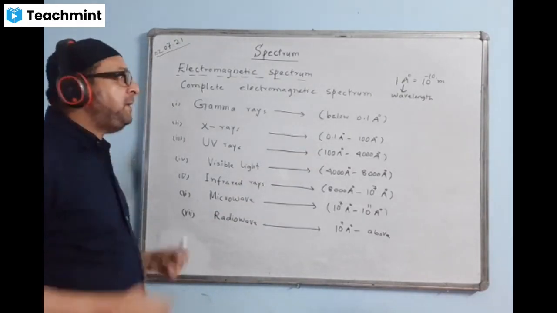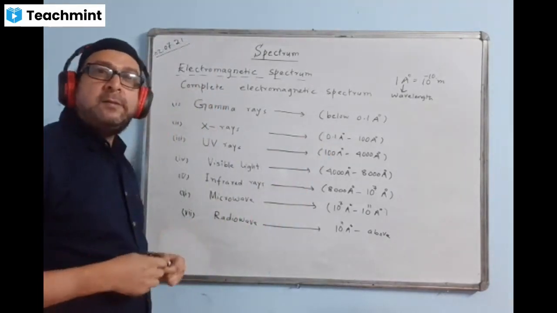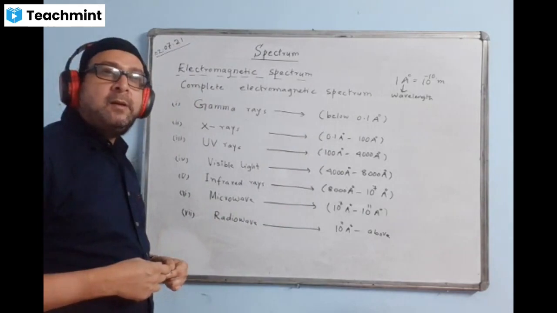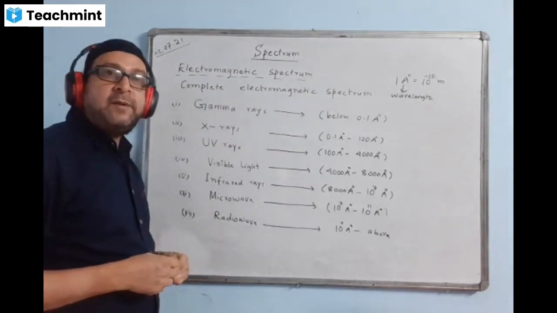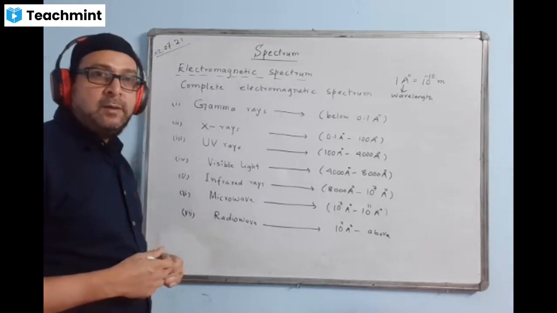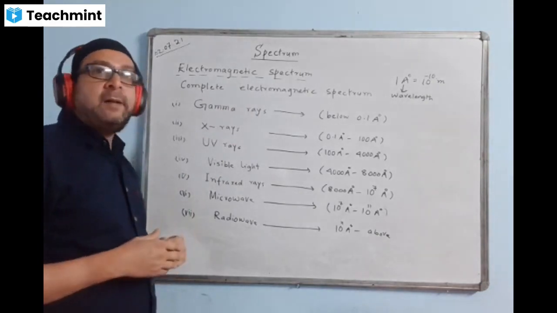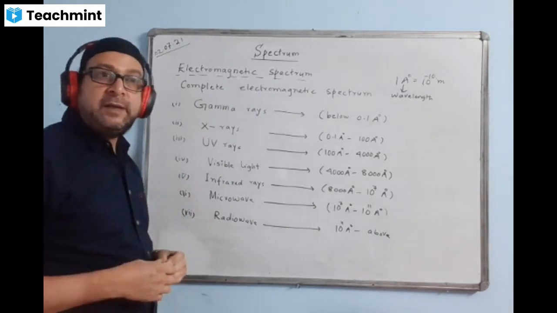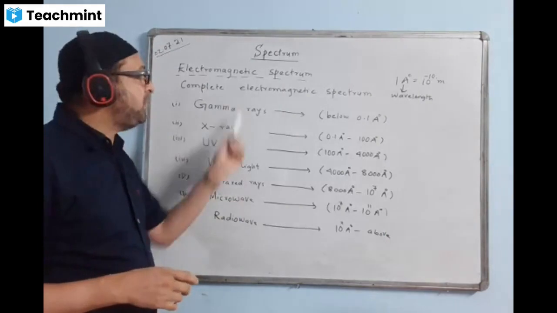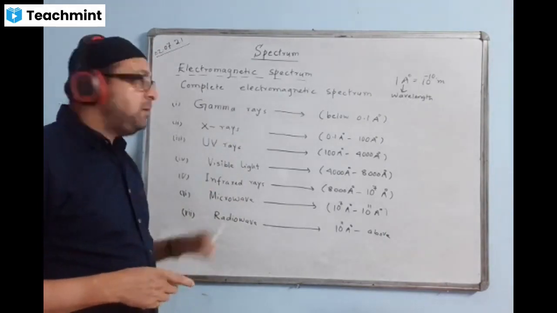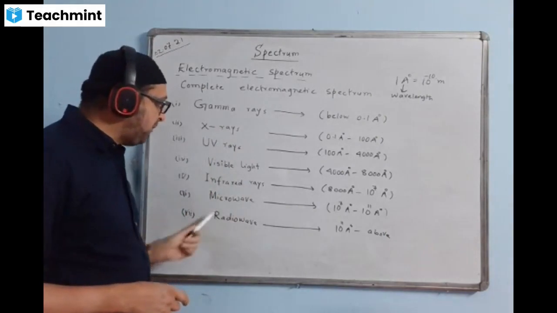Sir, there are no alpha and beta rays? No, not here, not in the electromagnetic spectrum. Alpha, beta are not electromagnetic spectrum. About alpha, beta, and gamma, you will study in the last chapter, radioactivity. There I will discuss later. Alpha, beta do not come under this category. Gamma rays, X-rays, UV rays, visible light, infrared, microwave, and radio wave.